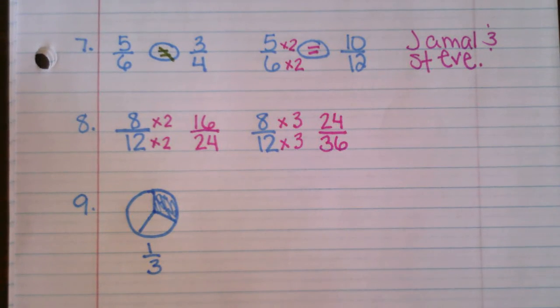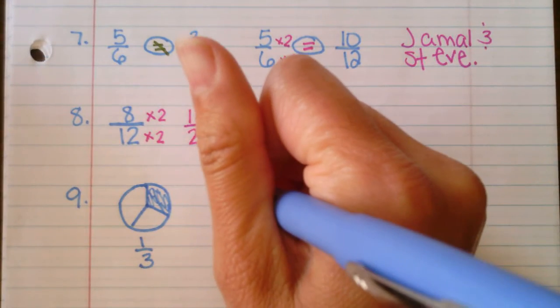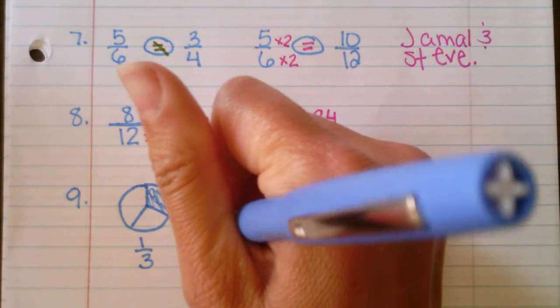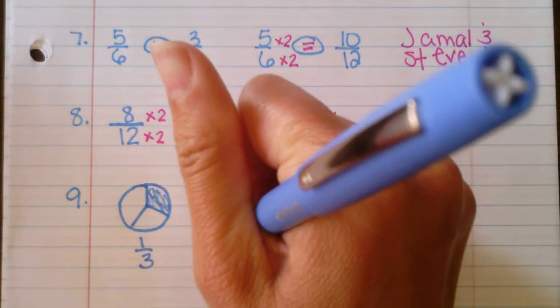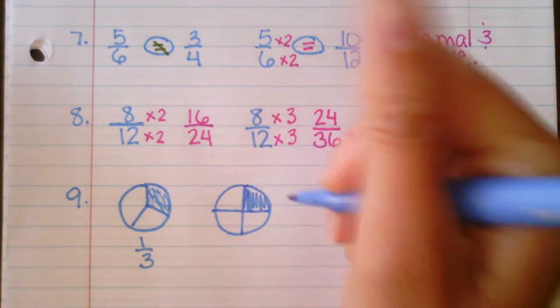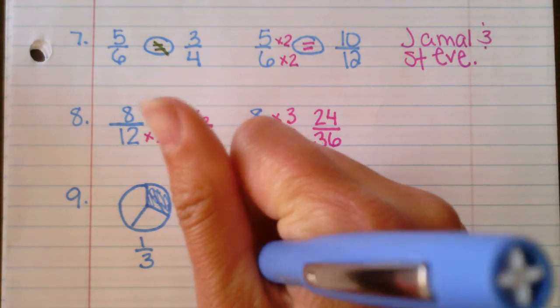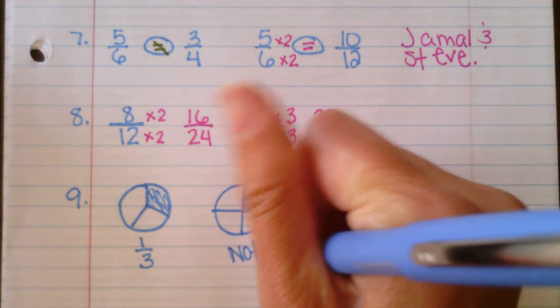They also wanted a model that is not equivalent to that 1/3. So we could do 1/4. And that is not equal to 1/3.